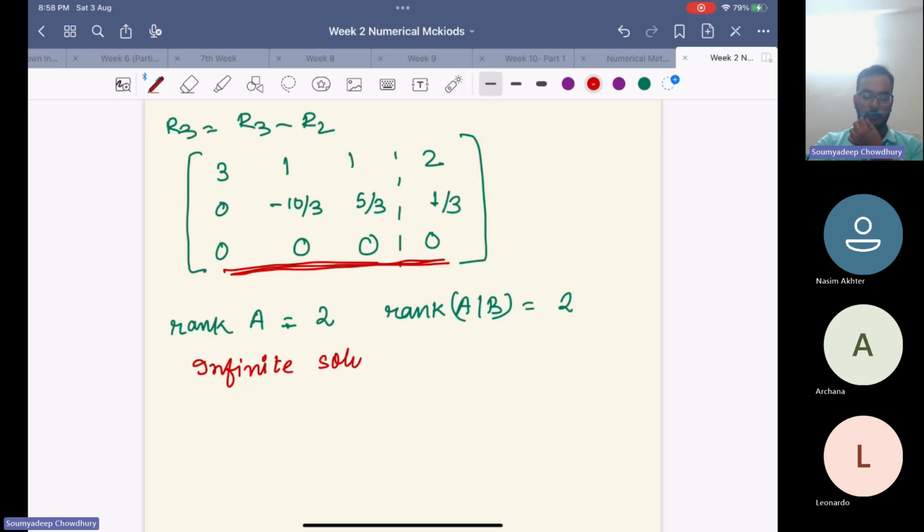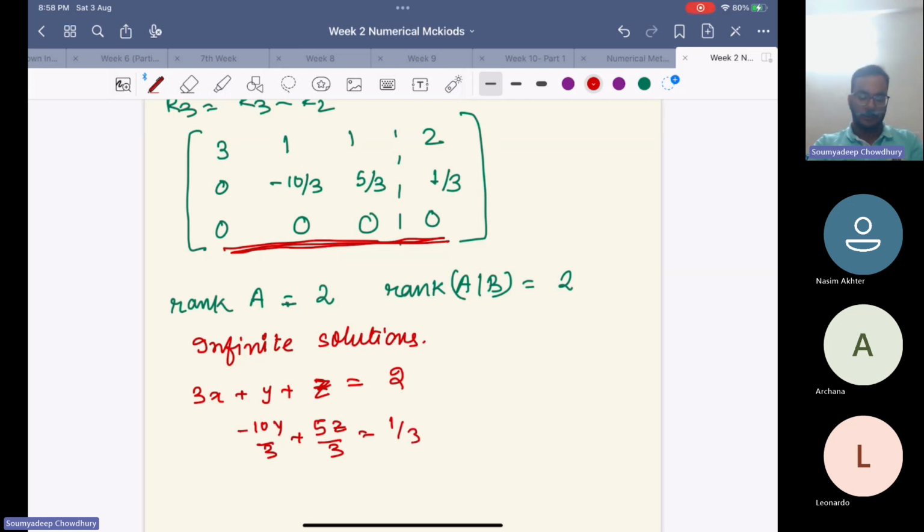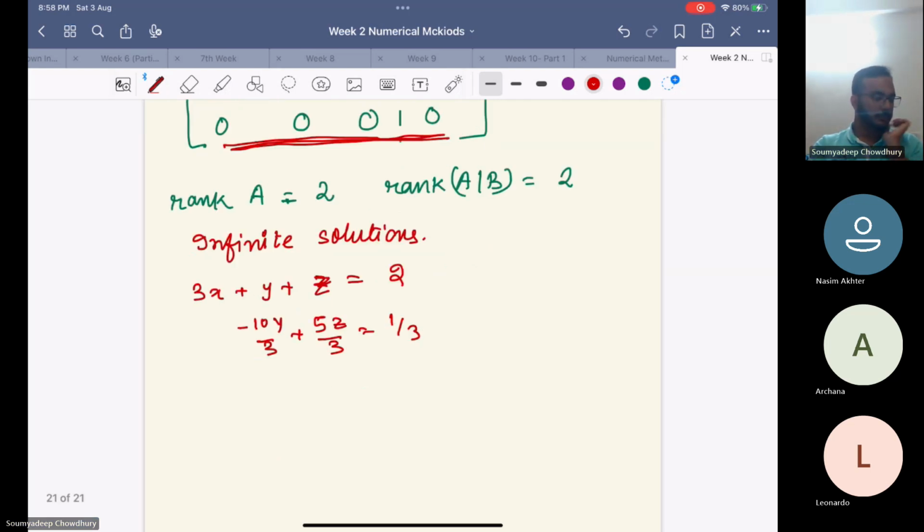I'll show you how it has infinite number of solutions. So you have the first row, if you replace, it is 3x plus y plus z equals to 2. And this one is minus 10y by 3 plus 5z by 3 equal to 1 by 3. So there will be infinite solutions, right? So let me assume z is equal to k.